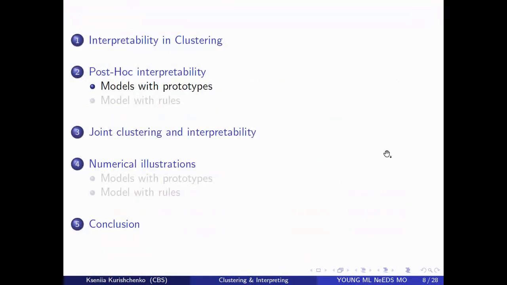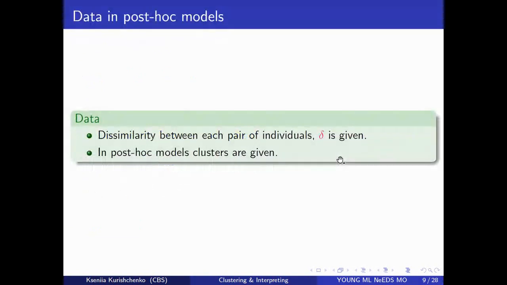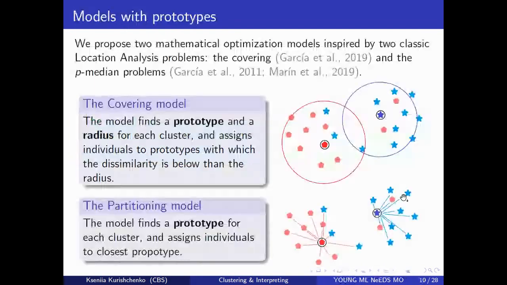So let me go to the post hoc interpretability. As data, we have a dissimilarity measure between each pair of individuals, and also clusters are given. So clusters can come from other clustering procedures. And we propose two mathematical optimization models here, inspired by classical location analysis problems.